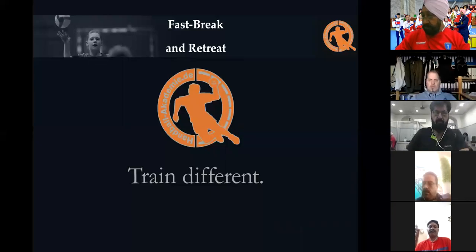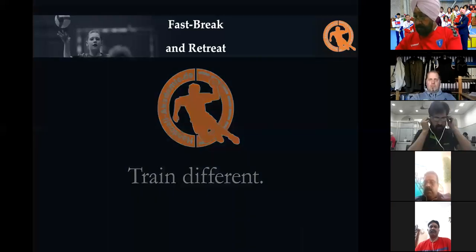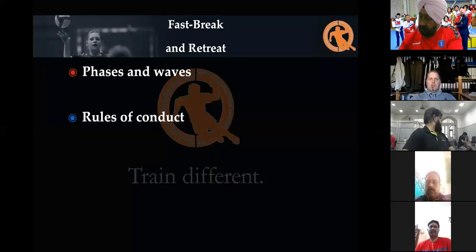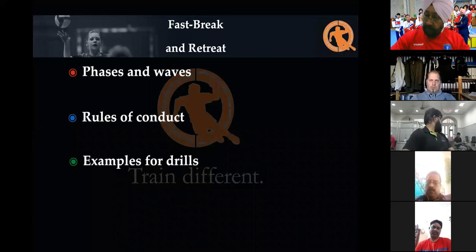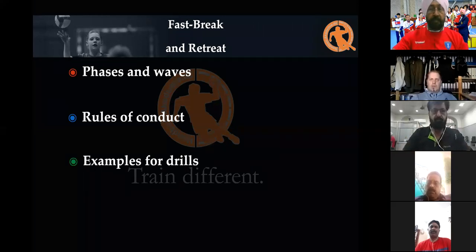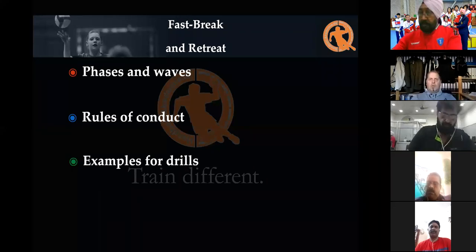So in this presentation for fast break and retreat, we will see again 3 chapters. First chapter is about the phases and waves. Second is the rules of conduct. And third, examples for drills. So in this structure, we will first of all give some basic information, how we can define and how we can prescribe the fast break.